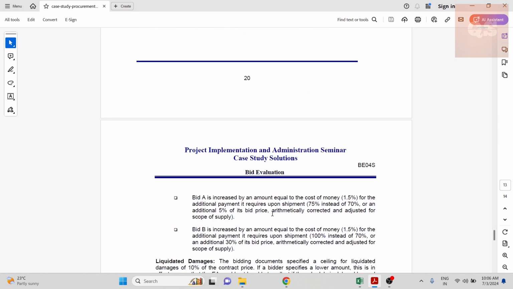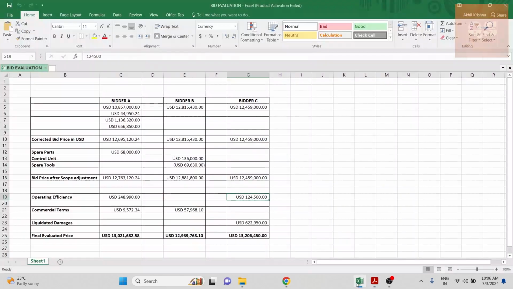A calculation of this kind is being run. Since bidder A said that they need 75% of the money instead of 70%, they need an extra 5%. So what is done, you see here, is the price adjusted for the extra 5% of money needed, times the 1.5% interest rate. That is something extra that we need to give, which is against what the bid document says. So that price is being added here.